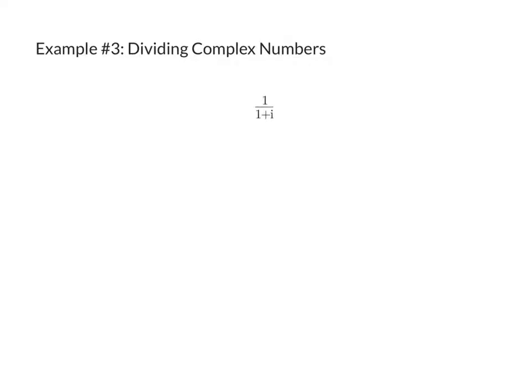Specifically, we use complex conjugates when we are trying to eliminate a denominator, because technically a denominator is not simplified fully if it has a radical, or in this case, an imaginary number in its denominator. So the conjugate of 1 plus i is 1 minus i. So we're going to multiply by 1 minus i over 1 minus i.